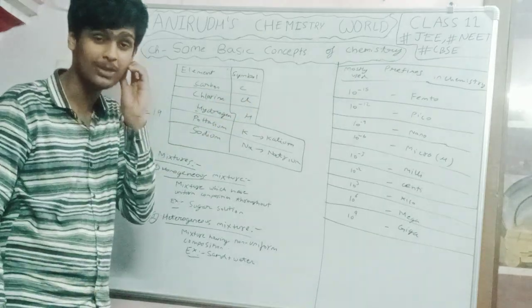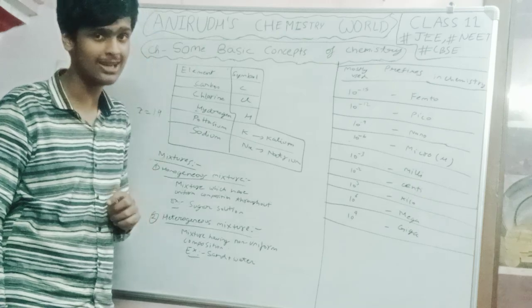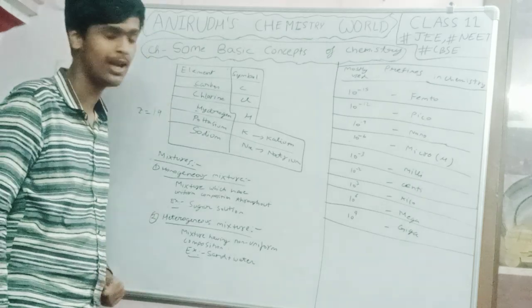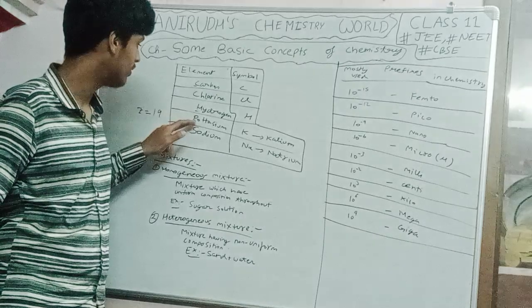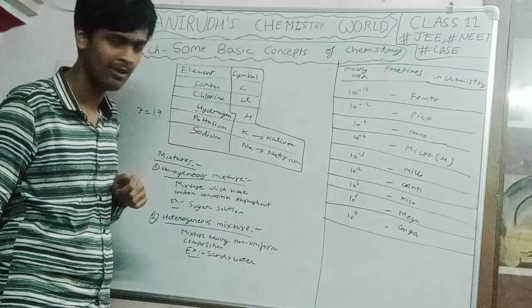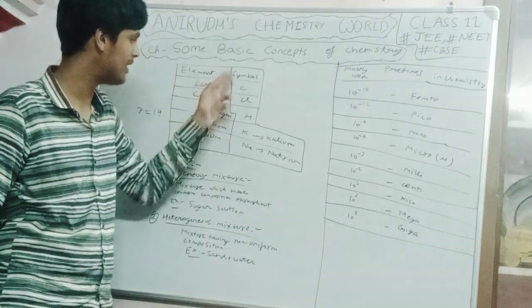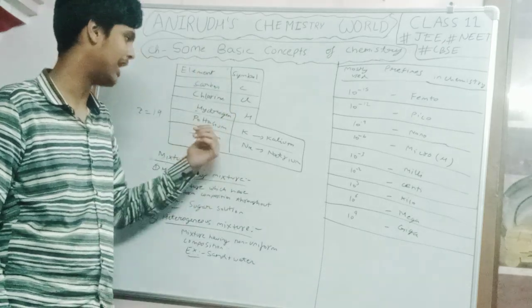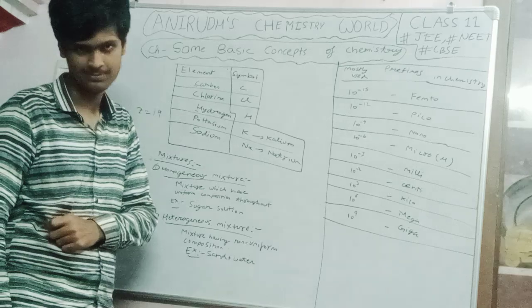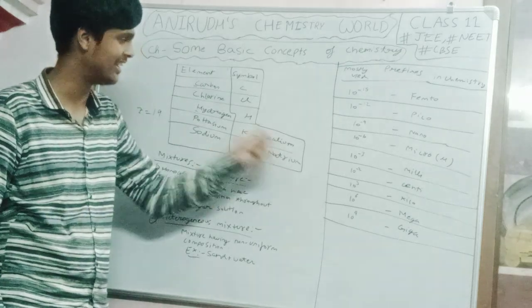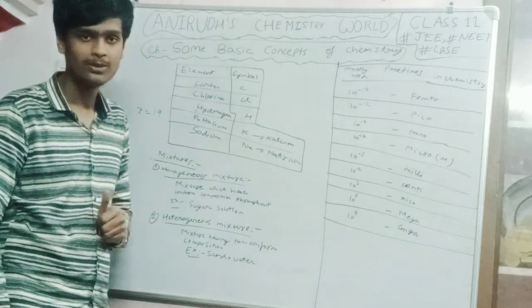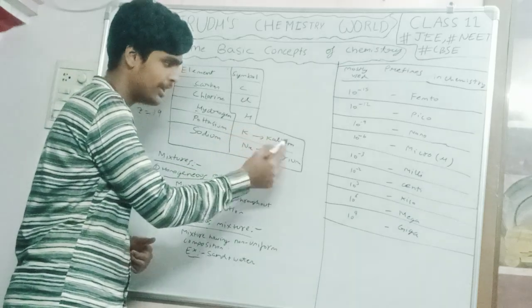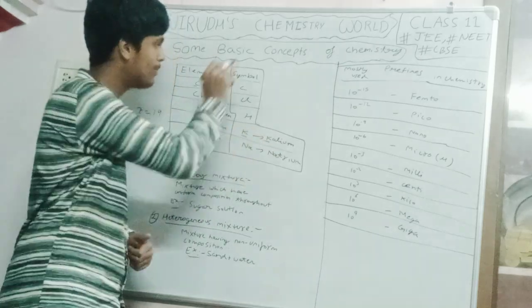You might ask me, why is this like that? Why is it only K, not P? In potassium the symbol is K, because the Latin name of potassium is kalium. Observe carefully. In kalium, the first letter is K, so the symbol is given as K.